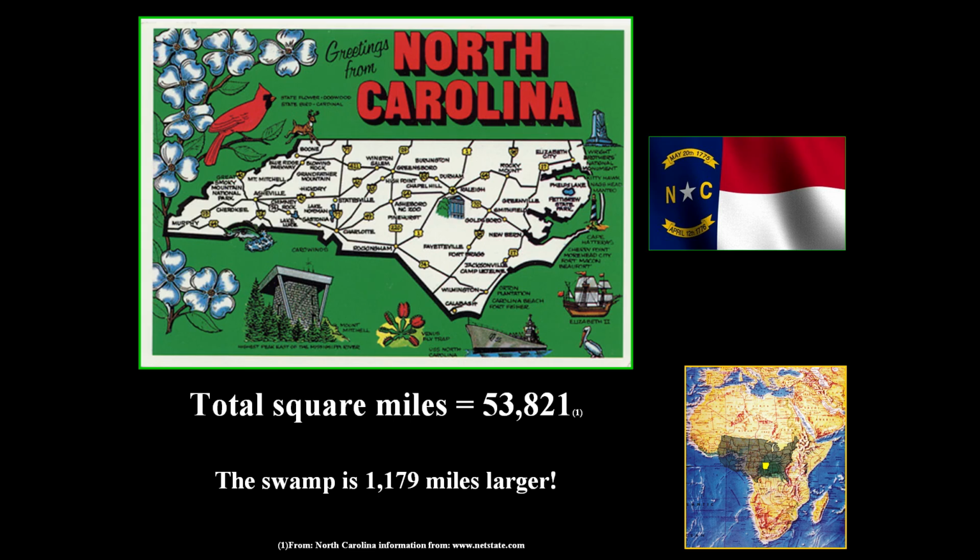Now, North Carolina, where I live, the total square miles of this state is 53,821. The swamp area is 1,179 square miles larger than the state of North Carolina. Now, I want to see somebody go out in North Carolina on foot. Maybe you can get a car here and there, but go on foot.